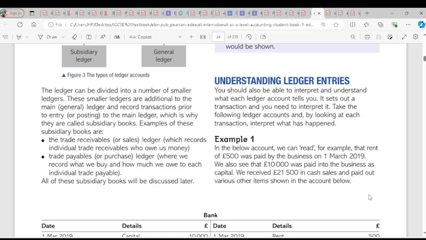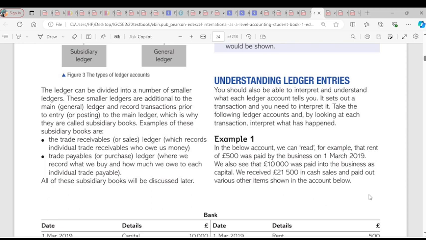But the general ledger, the GL, is the ledger for the business itself. The assets of the business are recorded, the liabilities, the owner's equity, which is capital, the revenue, and the expenses of the business are recorded in the general ledger. So the general ledger is divided into 5: assets account, liabilities account, owner's equity account, revenue account, and expenditure or expenses account. That is the general ledger. So it is split into 5.